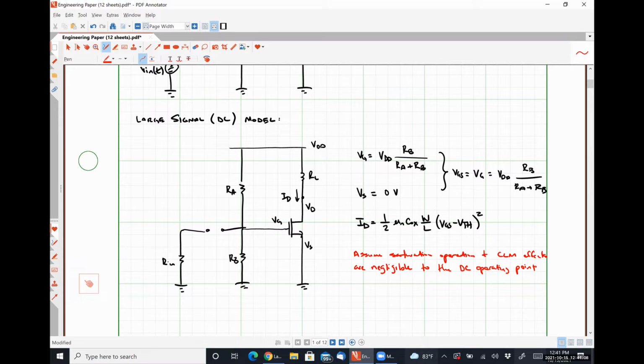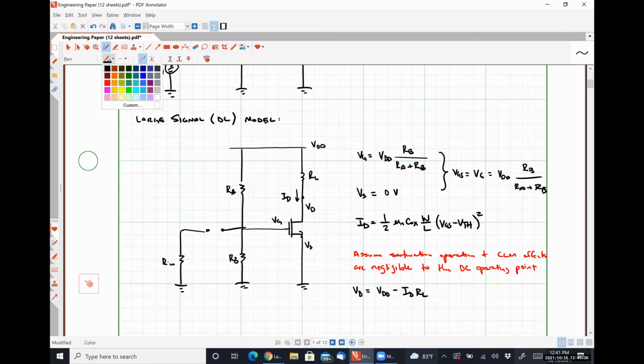Okay. So now that I have enough information to figure out what our current is based on our bias, then obviously VD, our drain voltage, is going to be simply VDD minus ID times RL.